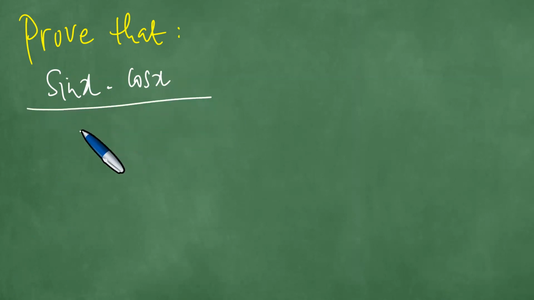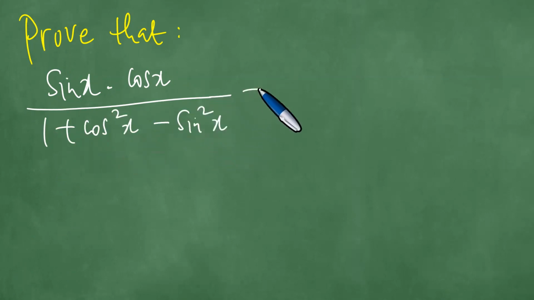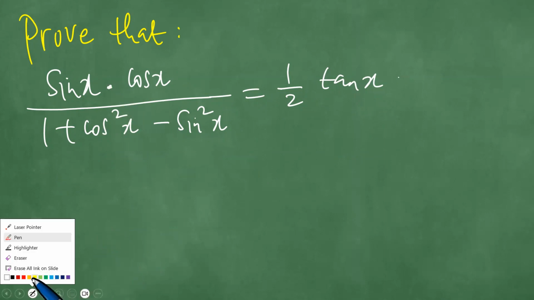Let's look at this one. Here you need to prove that sine x times cosine x, divided by 1 plus cosine squared minus sine squared, is one half tan x. You need to prove this. So how do we prove this? Anyone? So we present the proof.